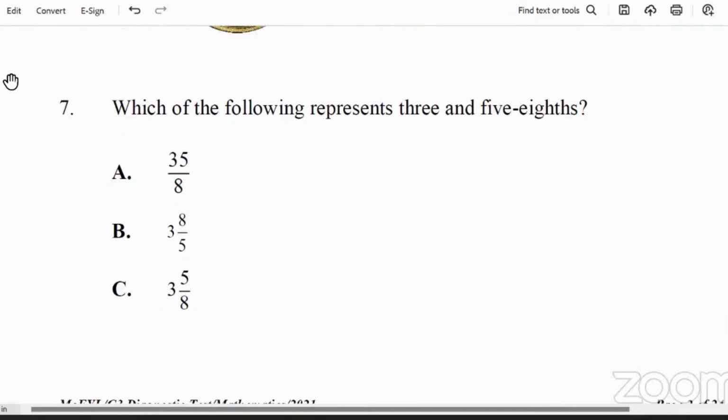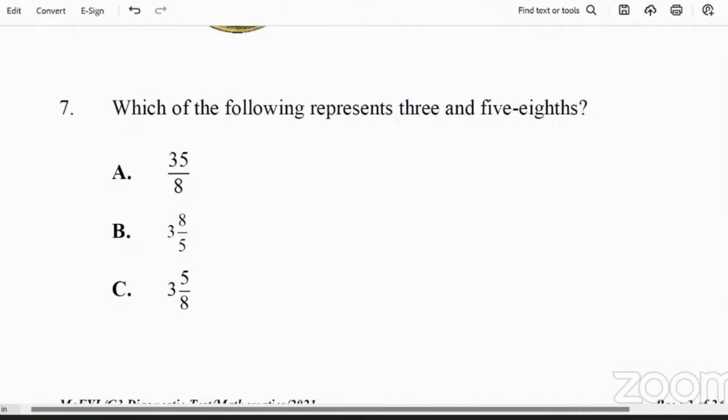Let's move on. Now, which of the following represents 3 and 5/8? Okay, 3 and 5/8. So let's look at the options. Option A, 35/8. Option B, 3, then 8/5. C, 3 and 5/8. Okay, so 3 represents our whole number. And then 5/8 would be 5 out of 8 parts. Which of the following gives us that information?